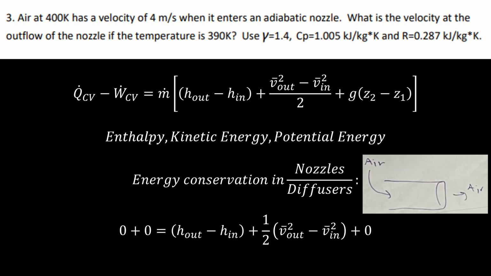For question 3, we're dealing with a situation with our Bernoulli equation relating heat transfer for a controlled volume minus the work transfer rate or power of a controlled volume, CV. Air at 400 Kelvin has a flow velocity of 4 meters per second when it enters an adiabatic nozzle. What is the velocity at the outflow of the nozzle if the temperature is 390 Kelvin?